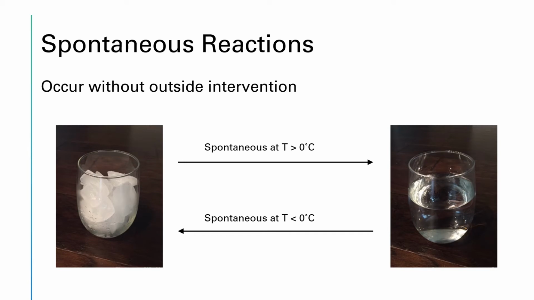Spontaneous reactions are those that occur without any sort of outside push. I took photographs of these two glasses. One of them contains ice, the other contains melted ice, also known as liquid water. If the temperature is above 0 degrees C, it is spontaneous for this reaction to go in the forward direction. Ice becomes liquid water. But if the temperature is below 0 degrees C, such as in a freezer, it's spontaneous for this reaction to go in the reverse direction.